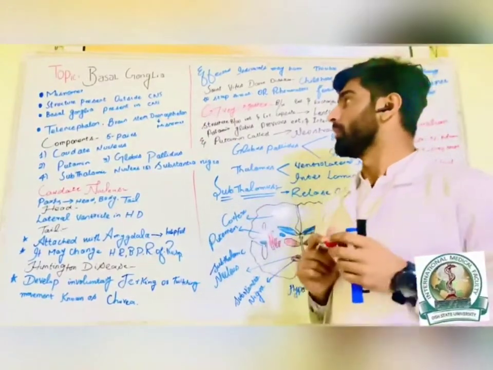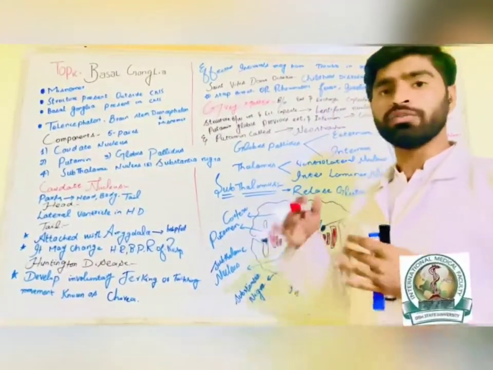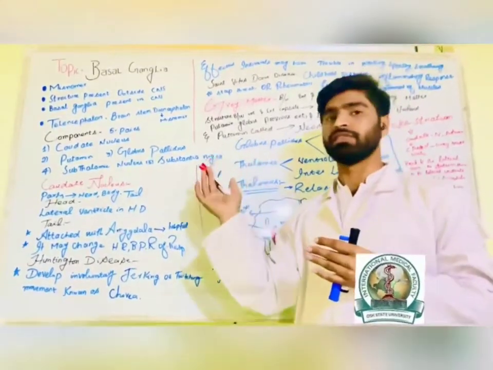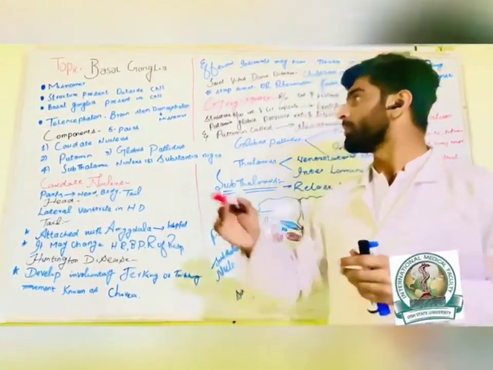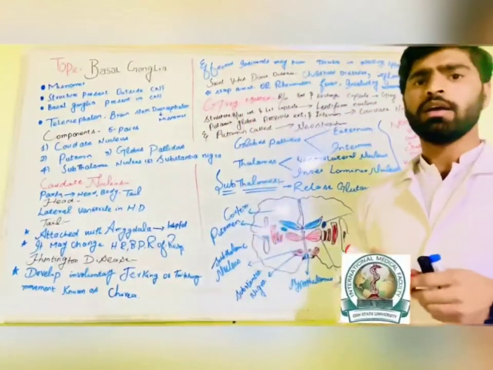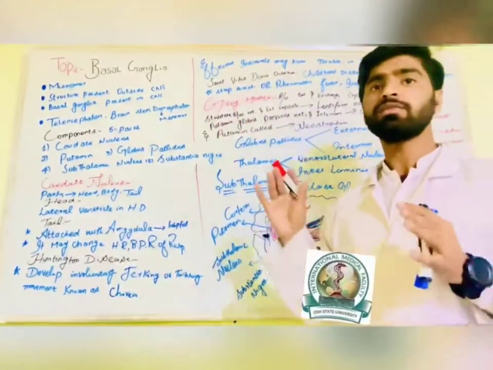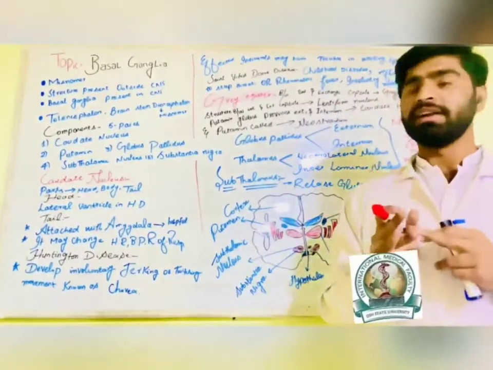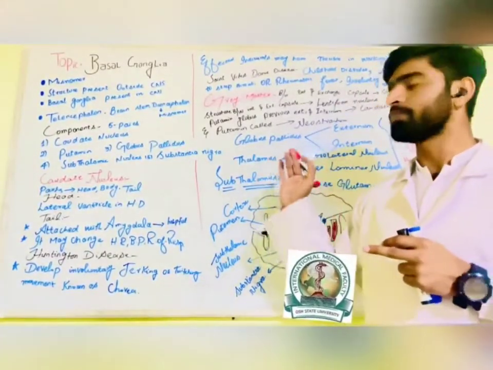Actually, it is a misnomer. The structure which is present outside the central nervous system is called a ganglion, and the basal ganglia is present in the central nervous system. Telencephalon, diencephalon and the brainstem are involved. It has 5 components: caudate nucleus, putamen, globus pallidus, subthalamic nucleus and substantia nigra.